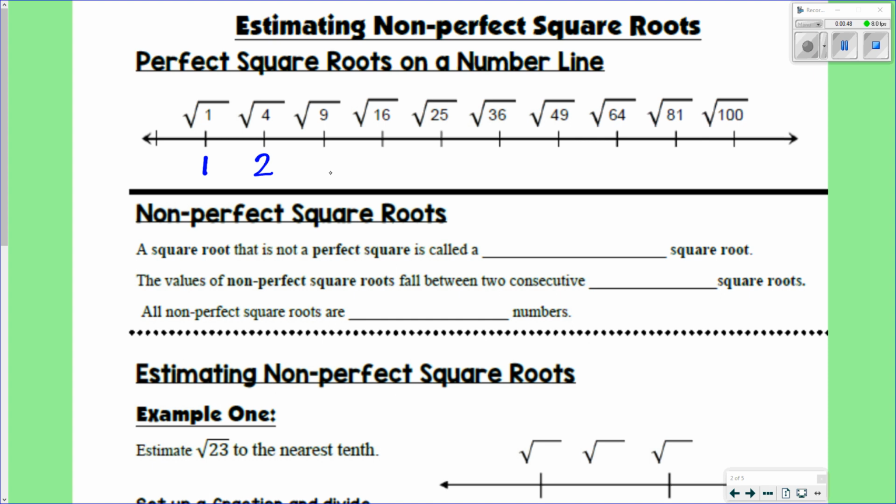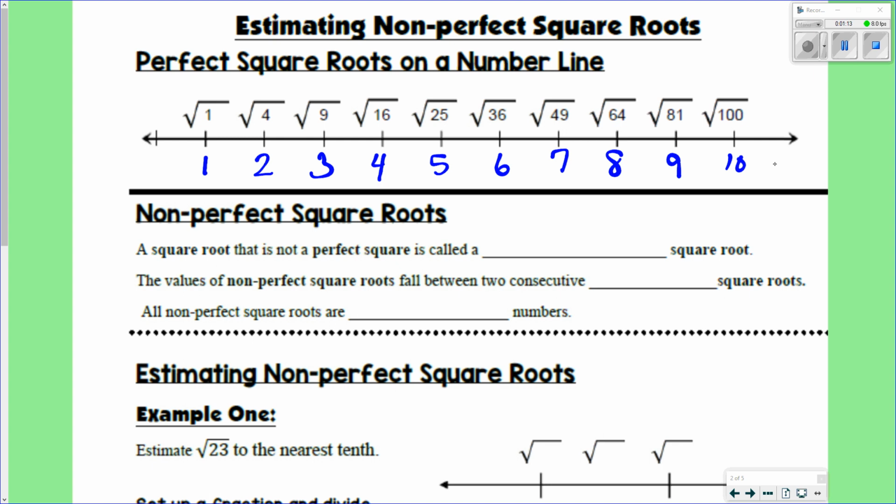The square root of 9 is 3. 3 times 3 is 9. 4 times 4 is 16. The square root of 25 is 5. The square root of 36 is 6. The square root of 49 is 7. The square root of 64 is 8. The square root of 81 is 9. The square root of 100 is 10. 10 times 10 is 100.